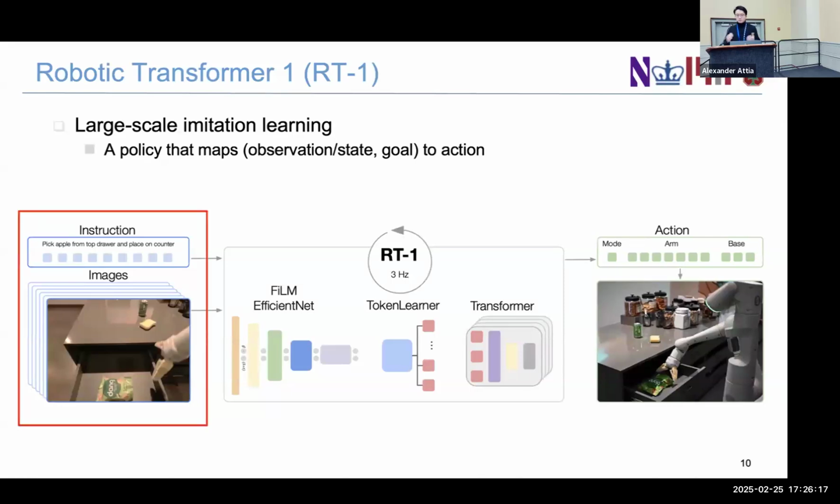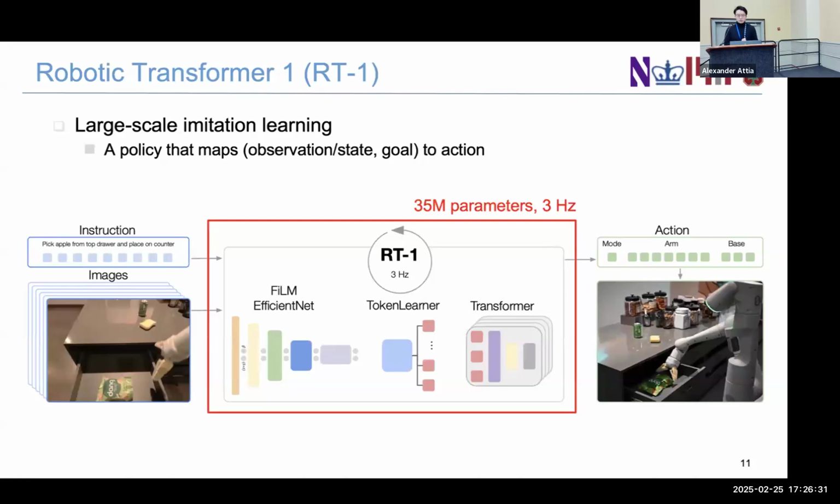On the left is the input, which contains the language instructions as well as a sequence of visual observations describing the movement of the robot for the past few seconds. Then this information will be fed into the model in the middle, which they call Robot Transformer 1, which is essentially a combination of different sub-modules, like FiLM, EfficientNet, TokenLearner, as well as transformers. In total, the number of parameters inside this model is 35 million, which might not sound like that much, especially compared to existing foundation models.